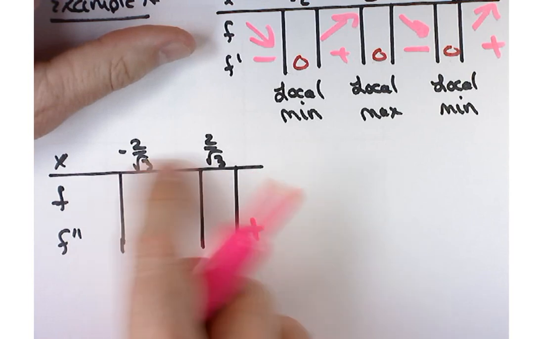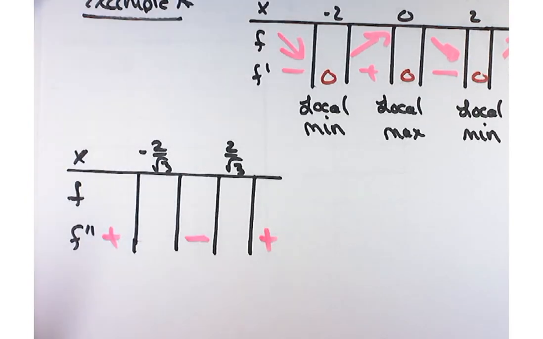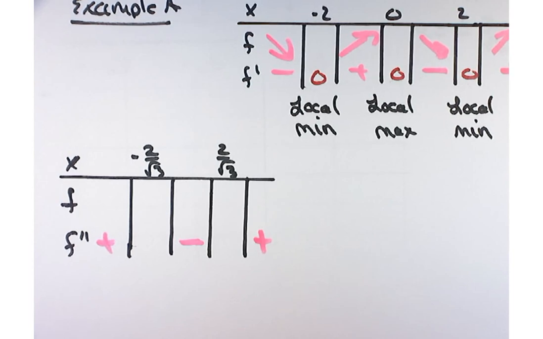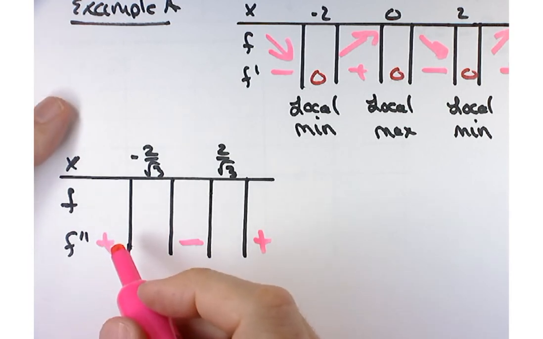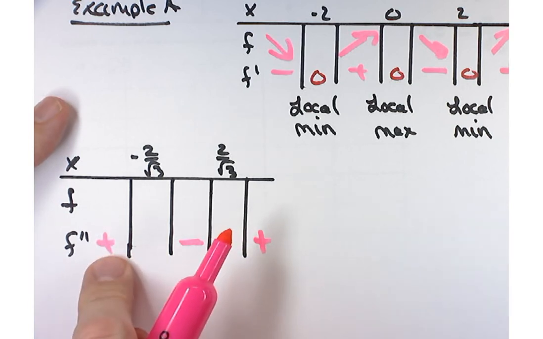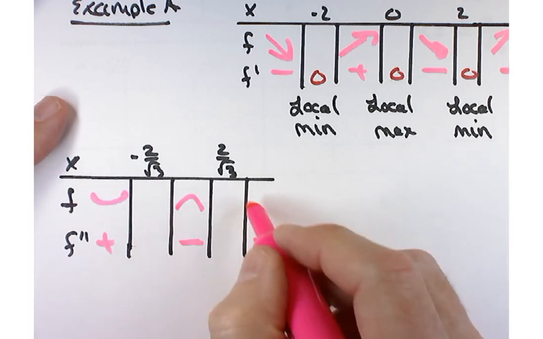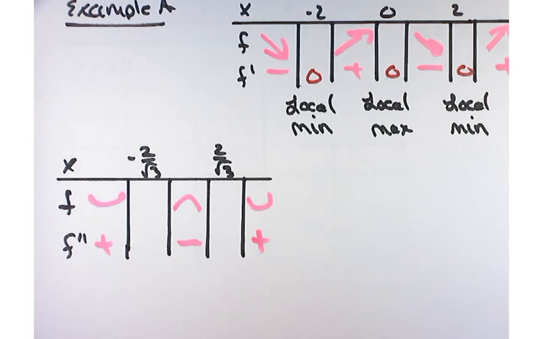What's an easy test point for in between here? 0. Plugging in a 0, 0 minus 16, that one's easy. So positive, negative, positive. Great. Looking at that, what's this tell me? Ugochi? It tells me that the second derivative is positive here. Concave up, yes, thank you so much. Concave up, and then what? Concave down, concave up. Perfect. Concave up, concave down, concave up.